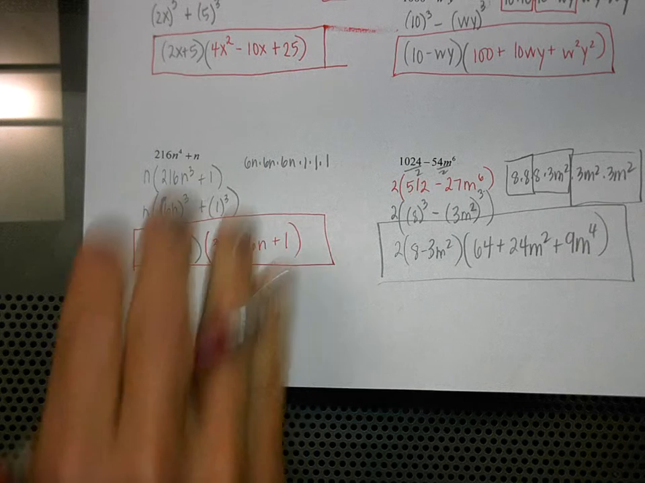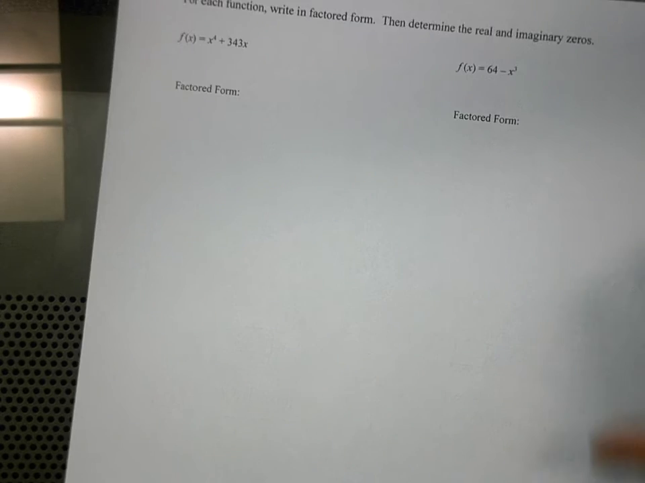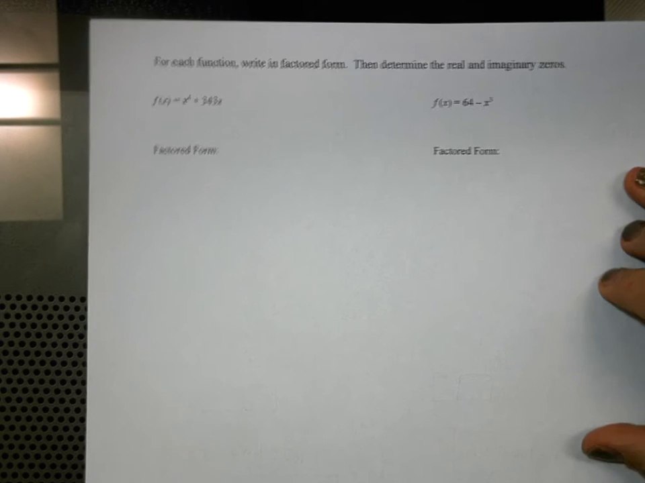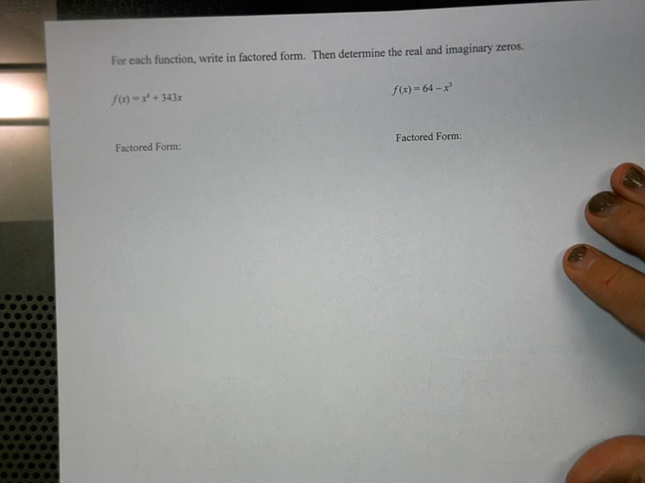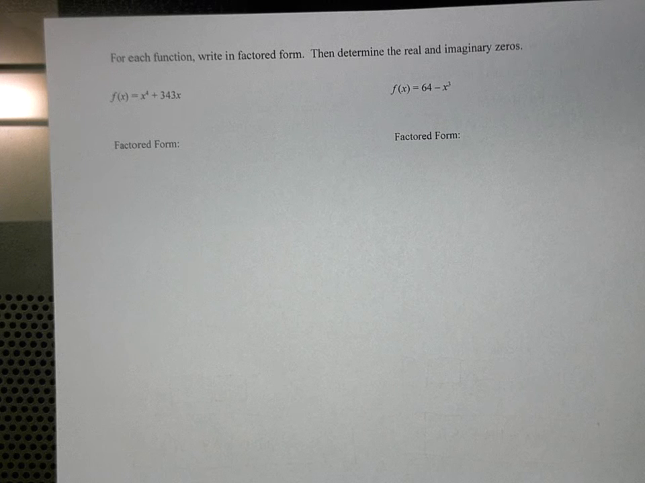Okay, let's move on to the back. Okay, so it says for each function, write it in factored form, then determine the real and the imaginary zeros. So we're going to start by factoring, and then I'll talk about the real versus the imaginary. Do you guys ever remember learning about imaginary numbers? Okay, so today that will be new. All right, so let's start by factoring.